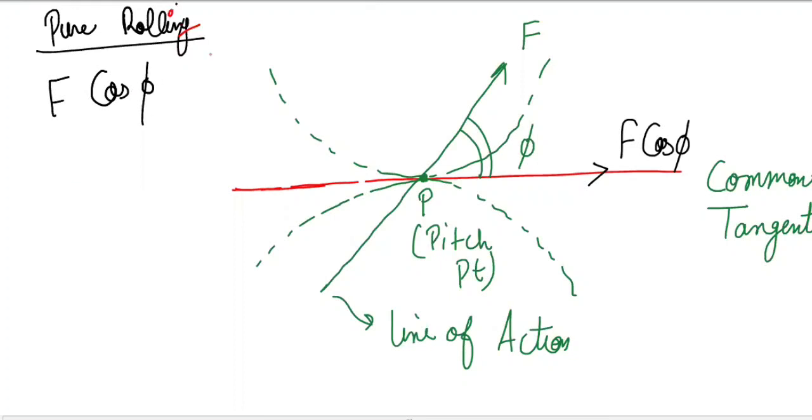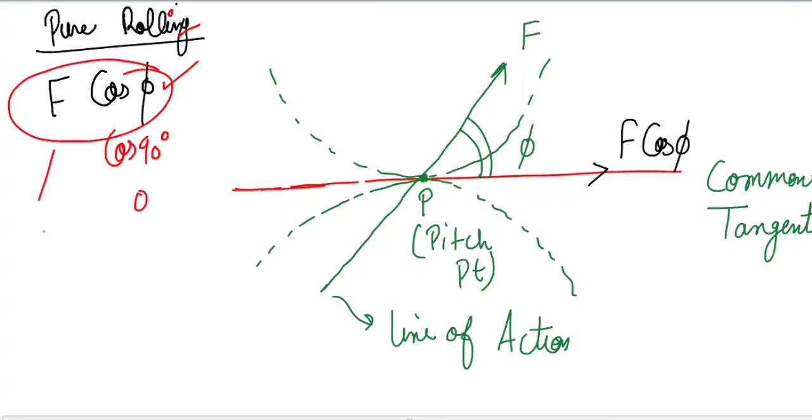Some students say, sir, why is the value of pressure angle only 20 to 25 degree? Why can't we take 40, 45, 60, 80, 90? If cos 90 is there, Anjali, cos 90 is what? Zero, na? So this whole component will become zero. And if this component is absent, then we cannot say that the pure rolling motion could be there. This is the reason.